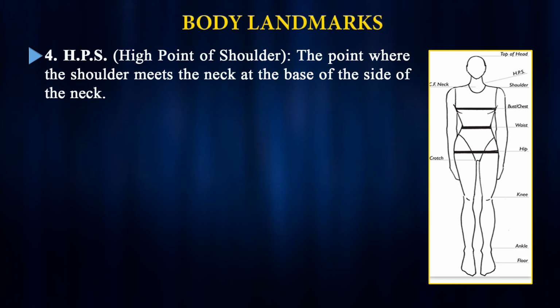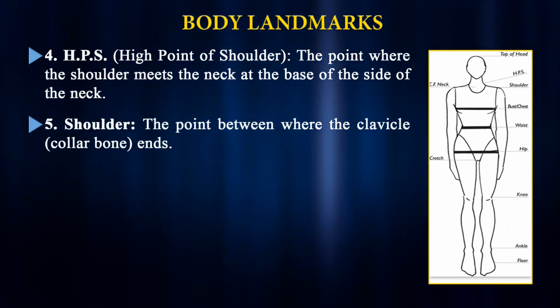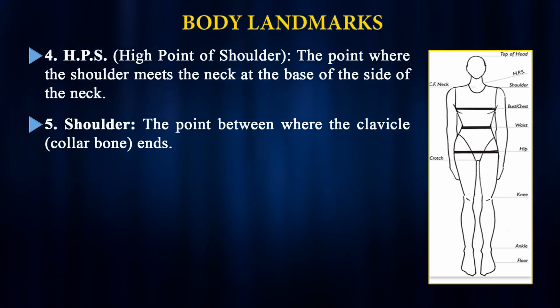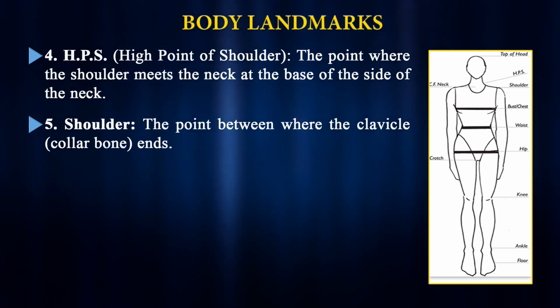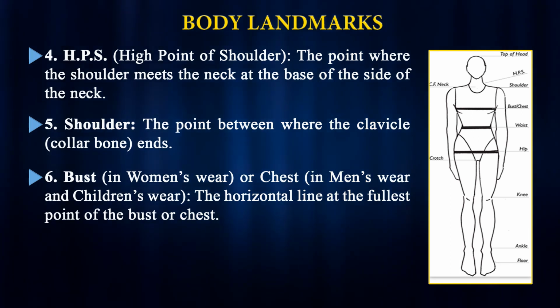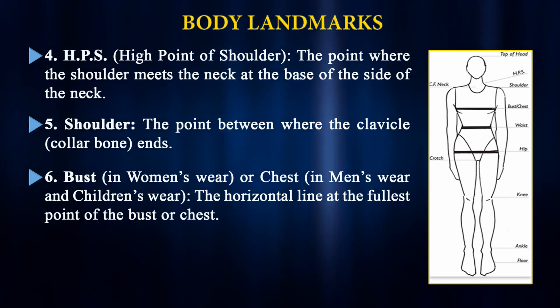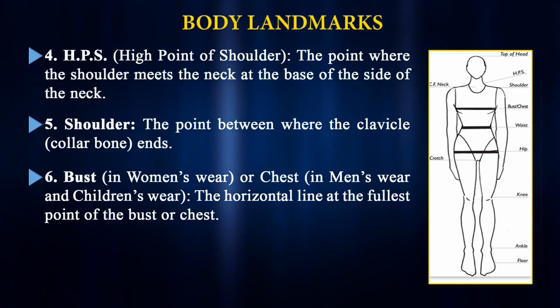Then we have the shoulder point. It is the point where the clavicle, or the collar bone, ends. So where our collar bone ends is the shoulder point. Then we have the bust point. For women's wear we use the term bust point, and for men's wear we use the chest point, and in men's and children's wear we use the same chest point. The horizontal line at the fullest point of the bust or the chest is said to be the bust line.